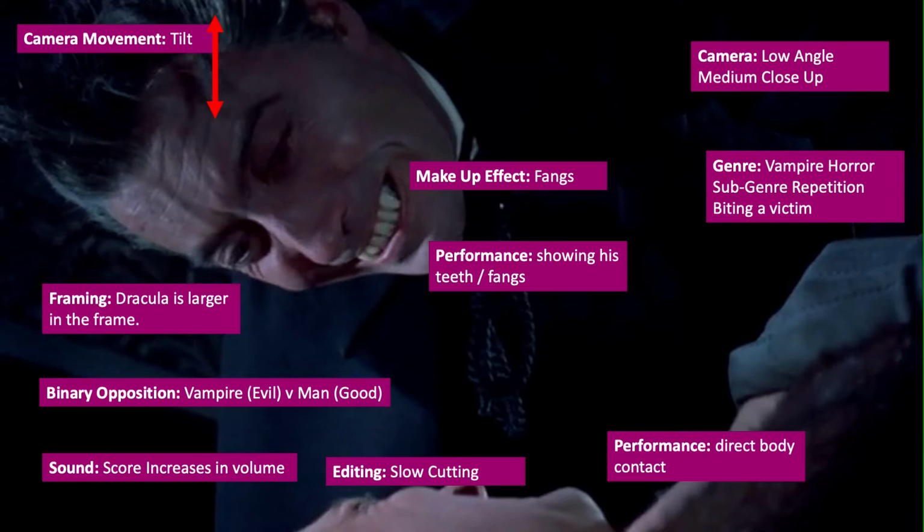In terms of makeup effect, we have the fangs to show how animalistic he is, Dracula, that he's going to bite his victim. In terms of performance, we've got direct body contact just to show how powerful he is and that he's causing harm to our hero. And in terms of the camera, we have a low angle, medium close-ups. The low angle is to make Dracula seem more powerful and big. In terms of genre, we have our repetition, so biting a victim. So I'm using a bit of Steve Neal there.